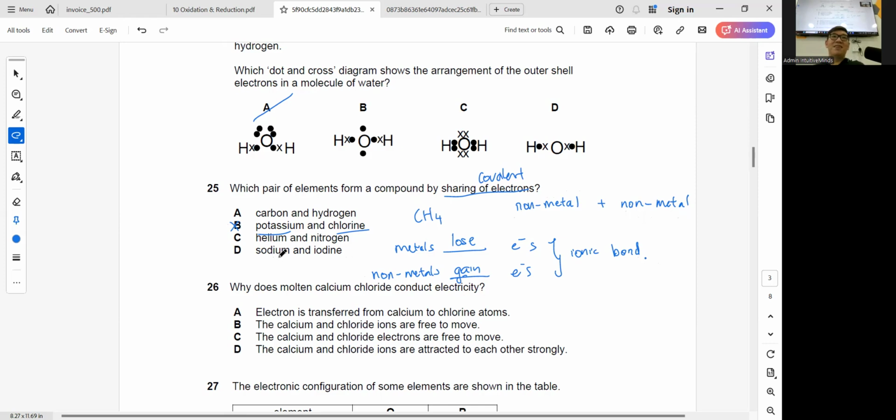What about C then? Samuel, why not C? Noble gas. So what does noble gas do? Nothing. Full valence shells, electronically stable. So there's no sharing or giving or taking of electrons. So C is not correct. Sodium and iodine, what kind of bonding is that? Ionic bonds. You want to look for covalent bonds. So A is the answer. Samuel wins this round.